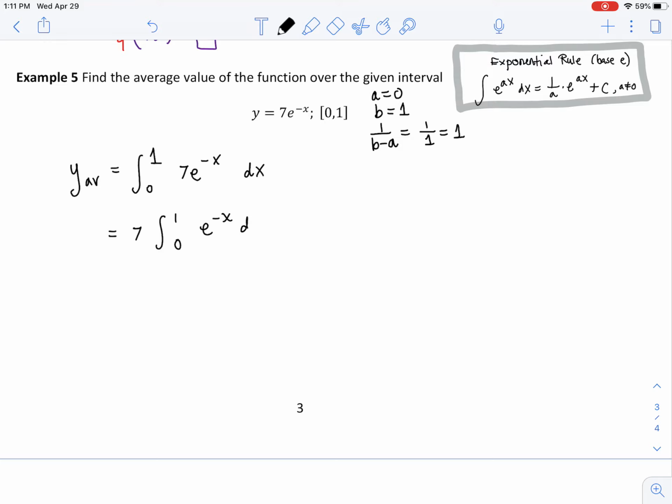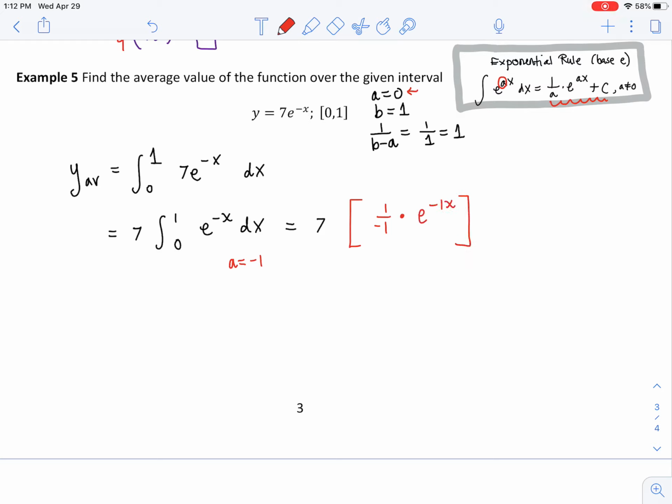You can pull out that 7 temporarily. You can worry about the 7 later. And we can just work with integrating e to the negative x power dx. So let's find the antiderivative. Remember, what's a here? I'm trying to use that exponential rule here. And I'm sorry I'm using a. Earlier I used a as the lower bound of this closed interval, but I'm using a in this exponential rule for right now. a is negative 1. So if you want to use this exponential rule, that's what I'm doing to find this antiderivative.